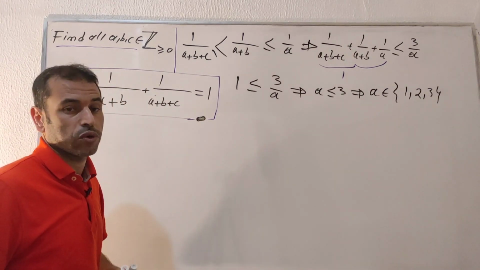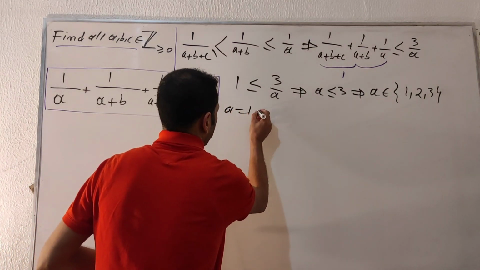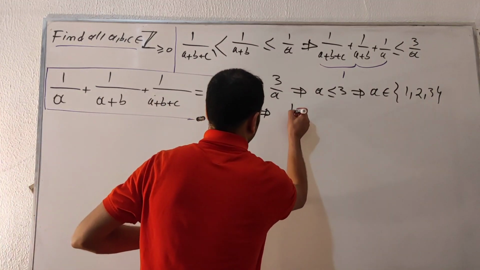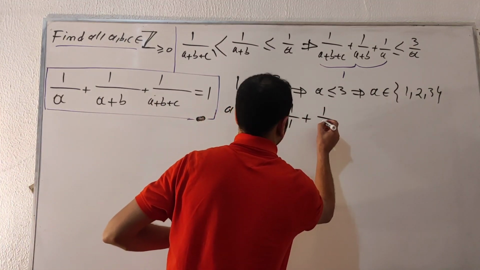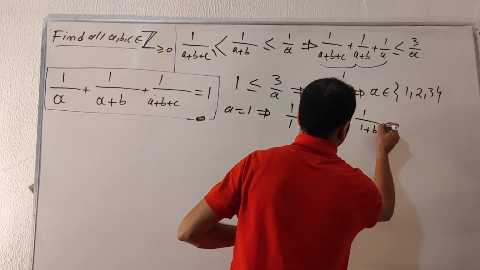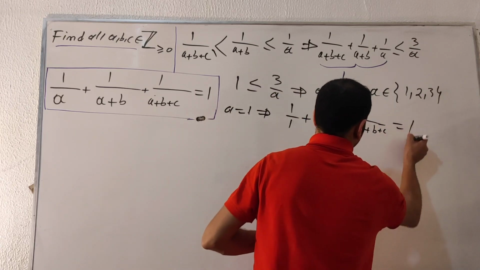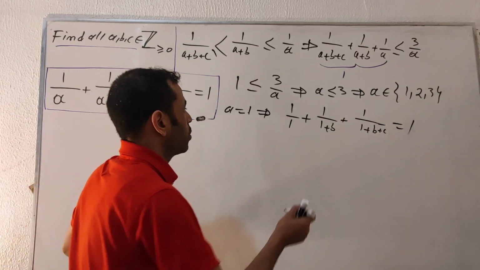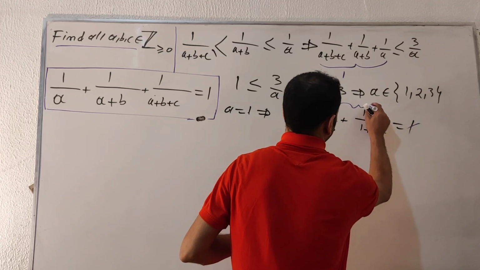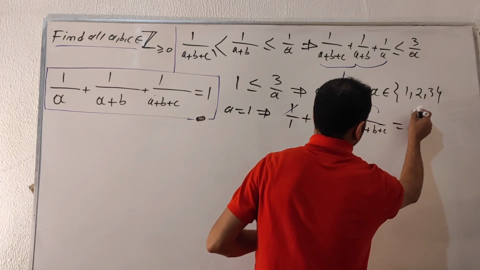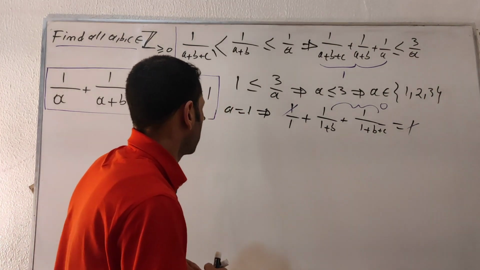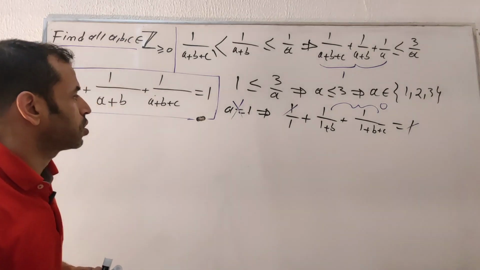Now let's go through each case. Let's take a equals 1. Plug 1 into each term here. I get 1/1 + 1/(1+b) + 1/(1+b+c) equals 1. Clearly the 1 will be cancelled out from both sides, and I will be left with this sum equals 0, which is impossible. You cannot have 0 here. So a equals 1 is not a solution.